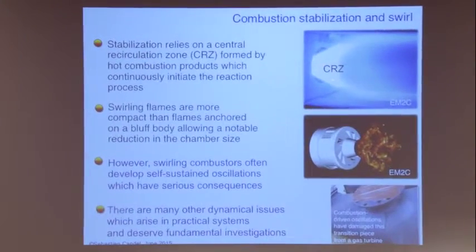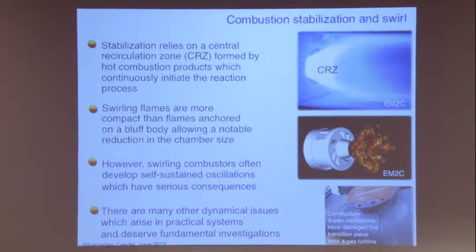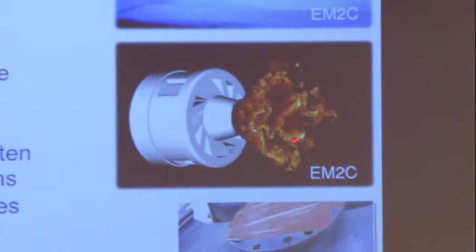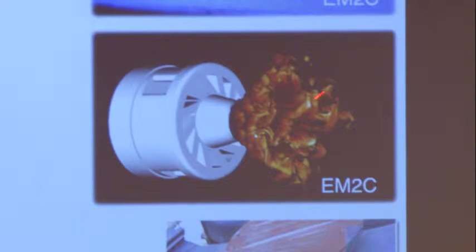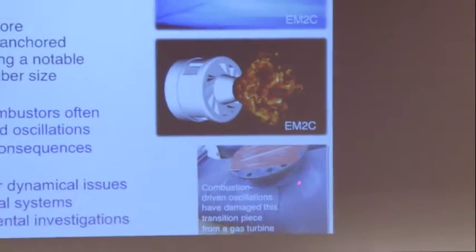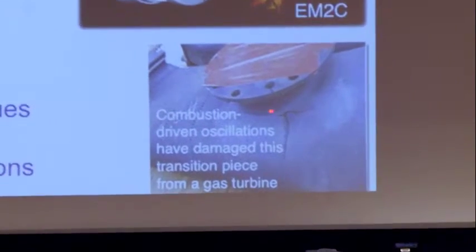So you see this central recirculation zone is right here. This is a calculation of such swirling flames, and you see that this region here is the recirculation. Of course, these flames are turbulent. There are many dynamical issues. For example, this is an example of what waves, large-scale oscillations can produce. They break this metal sheet here.